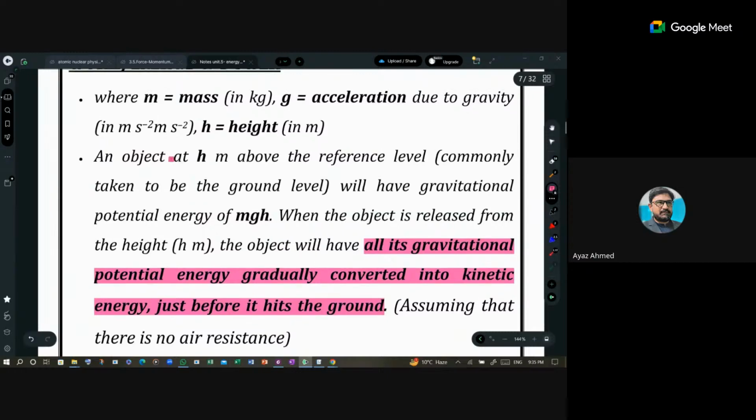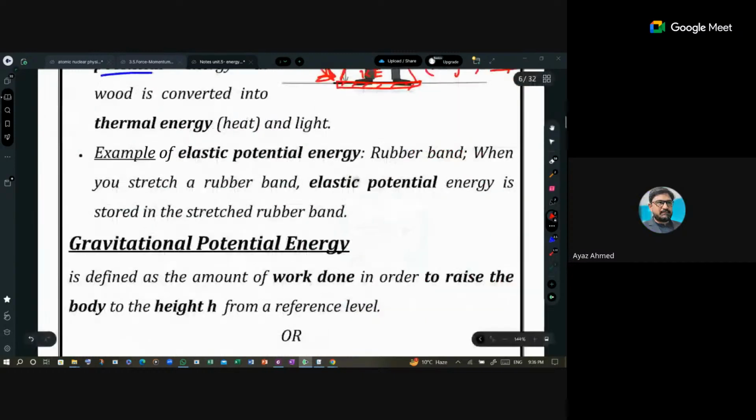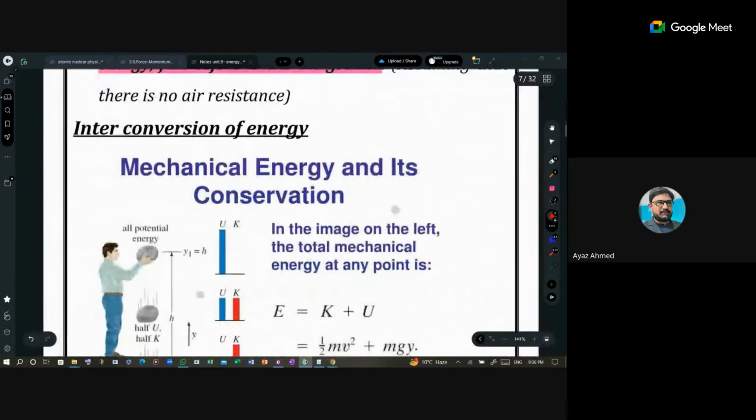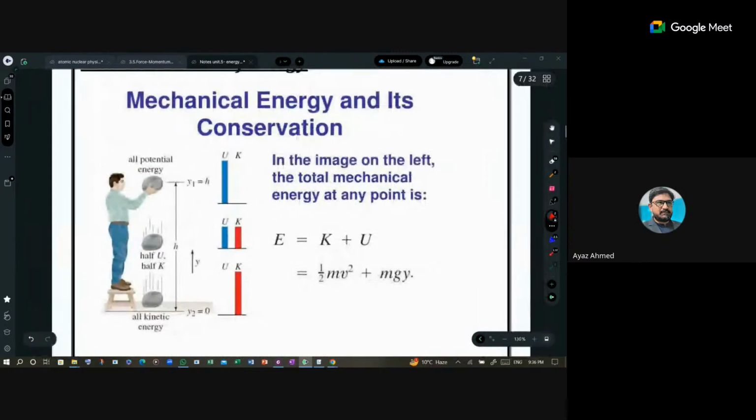When that mass is released, it will hit the ground over here, and when it hits the ground, all of its potential energy is converted into kinetic energy. That's why it will damage the floor, because it has all of that kinetic energy stored in it, and that comes from its potential energy. And potential energy is coming due to its height. So, for example, here is a person who is going to lift a load, lift a stone.